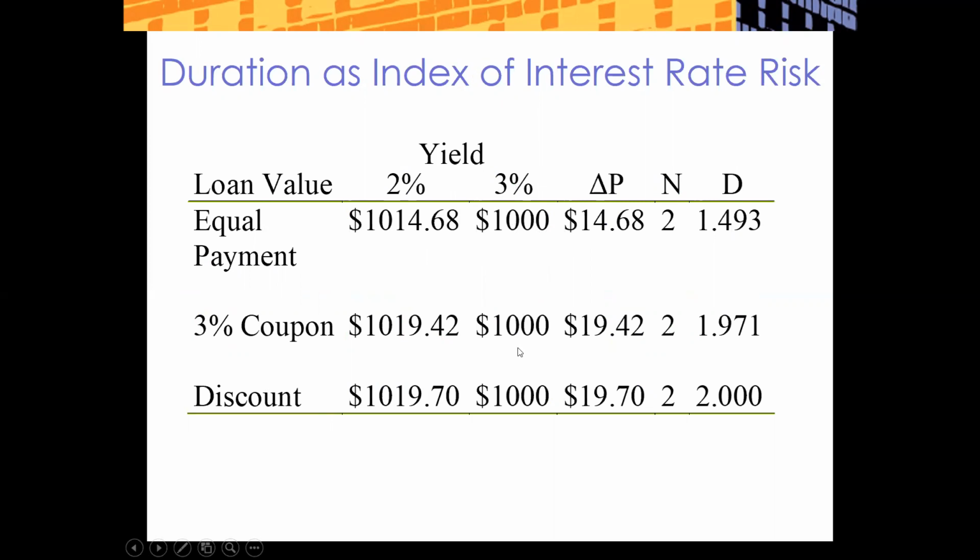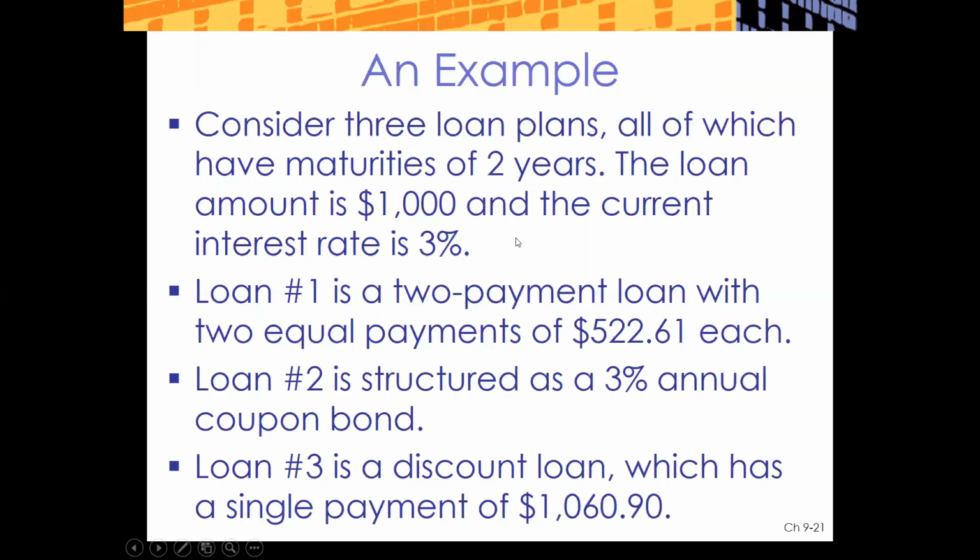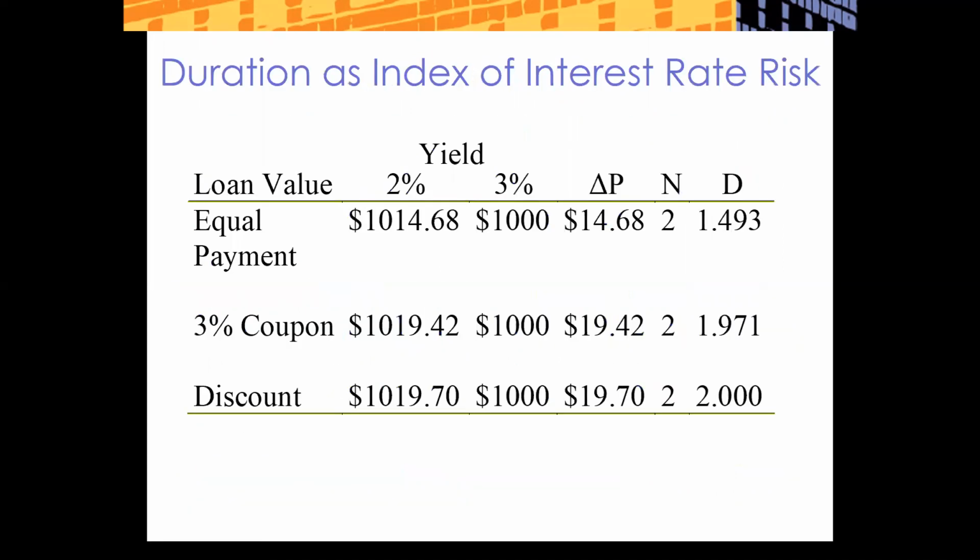Look what happens. The components of the loans, the features, the ingredients of these 3 different loans are the same, but the manner of the payment is different. So what happens if YTM falls from 3% to 2%? Look what happens to the value. When it's equal payment, the value increases to $1,014.68, and there's a change in price. We can count it. It's $14.68.